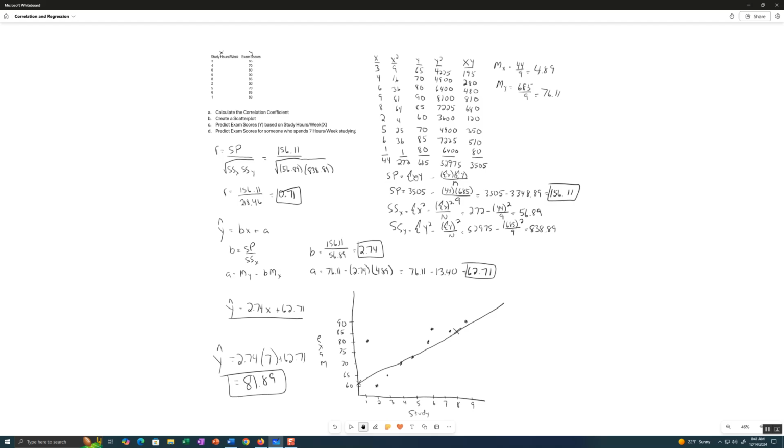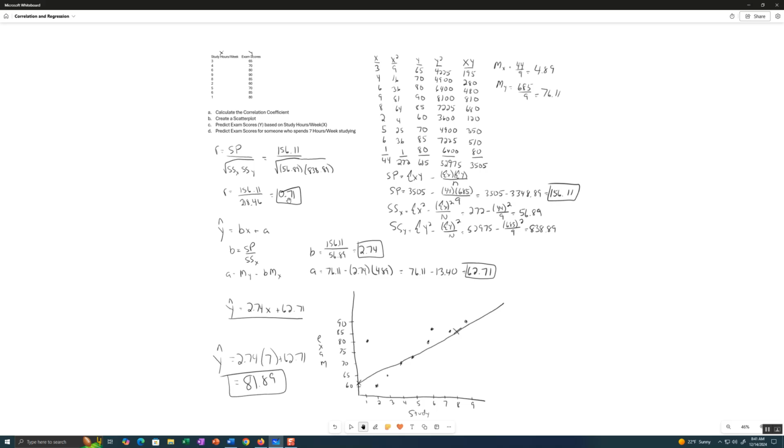You then calculate SP as sum of xy, which is this column, minus sum of x times sum of y over the number of pairs, which in this case is 9. You solve that, that gives you SP. That's the top of the correlation. The bottom is the square root of SSX times SSY, so you calculate SSX here: sum of x squared minus sum of x quantity squared over n. So that gives you SSX. Then you get SSY. Multiply them together. Take the square root. You get 218.46. Divide. You get 0.71 as the correlation, which is pretty strong.